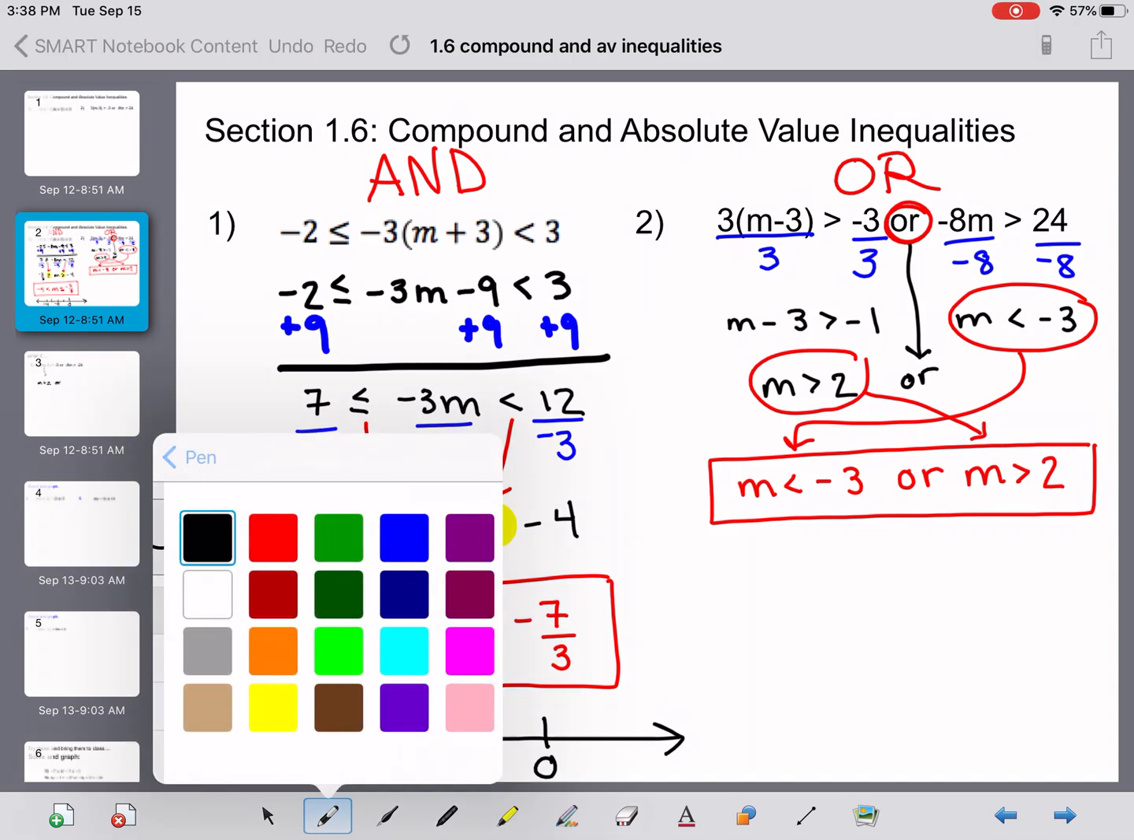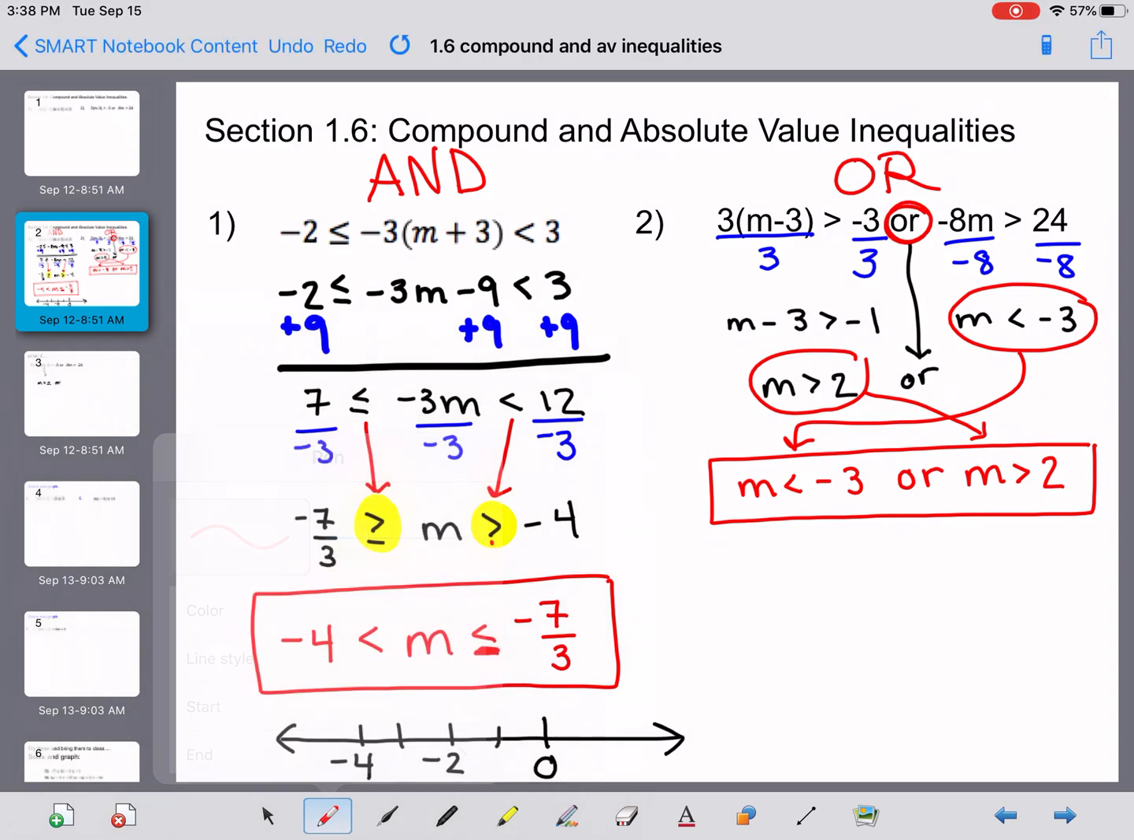Now I'm going to graph. To graph this, I'm going to put an open circle on the -4 and a closed circle on the -7/3.